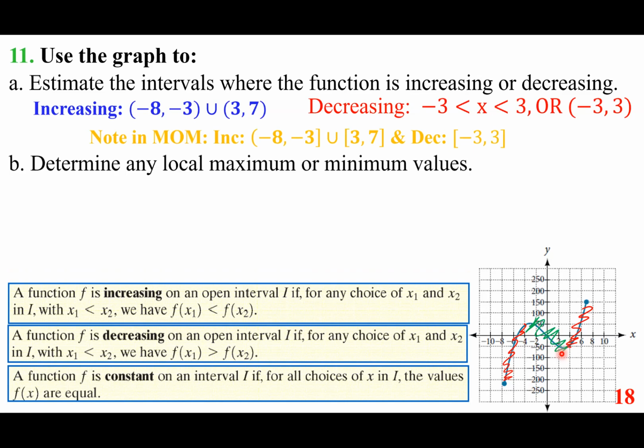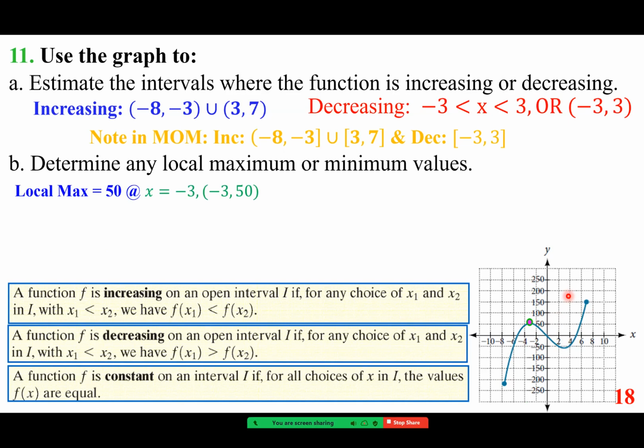Determine any local max or min. Here's a local max. Let me erase this so you can see that. Here's a local max, which has a y coordinate of about 50 at x equals -3. Now, you want to answer the question the way they ask you. If they say give me the maximum or minimum value, you give the y coordinate. If they want the location, you may have to give them x, or both x and y. So what is the local min? Right here. This is the local min. The y coordinate is -50. The way you write it: local min equals -50, the y coordinate, at this pair, or at x equals 3.